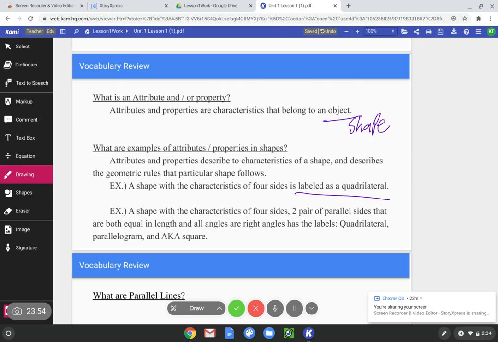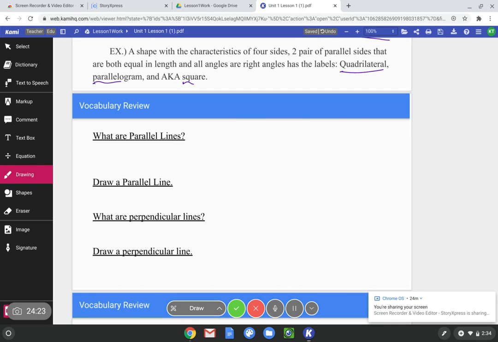A shape with the characteristics of four sides, two pairs of parallel sides that are congruent in length, and all angles are right angles, that would help us characterize it as a quadrilateral, a parallelogram, also known as a square, because all lengths are equal, and there are four right angles. What are parallel lines? Draw a set of parallel lines. What are perpendicular lines? Draw a set of perpendicular lines. I'll give you 10 seconds to fill this out.